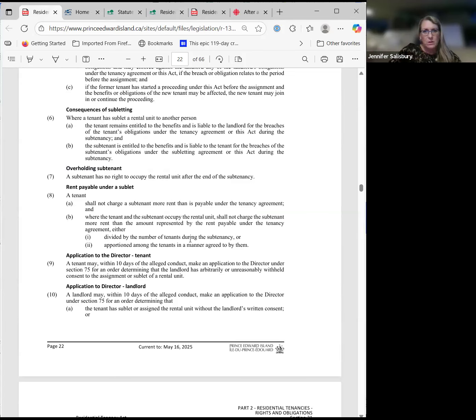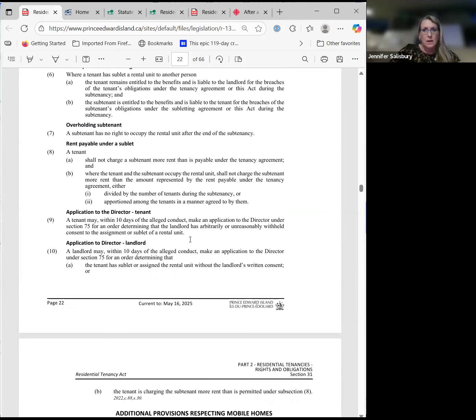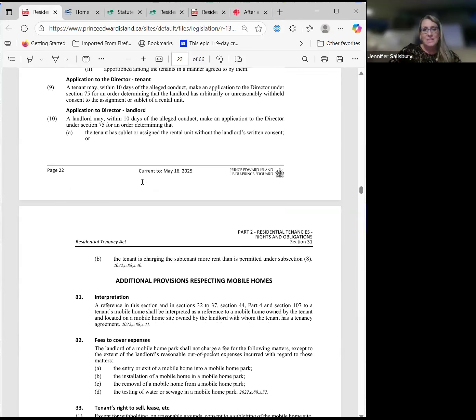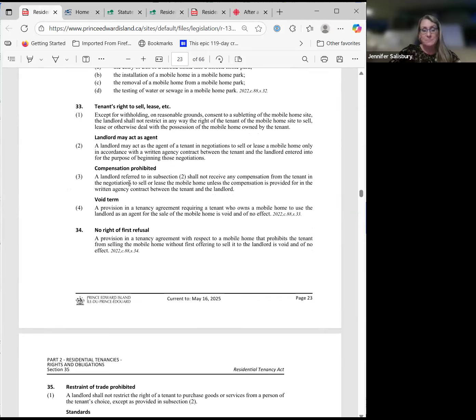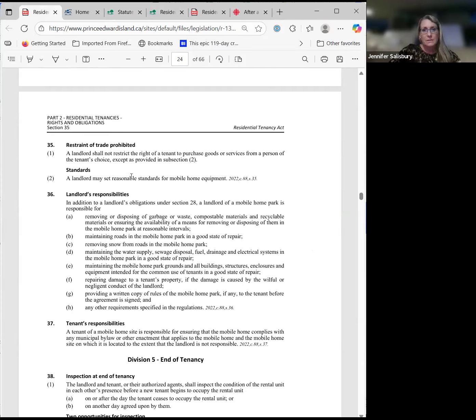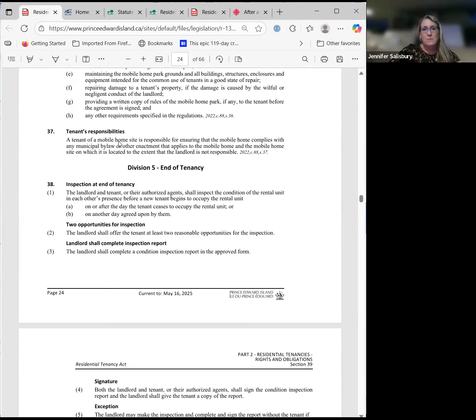Rent payable under a sublet, so somebody else. A tenant shall not charge a subtenant more rent than is payable under the tenancy agreement. Basically, the tenant cannot make money off of the sublet. I bet that does happen though. Okay, so then it talks about additional provisions respecting mobile homes. I'm going to keep going. Landlord's responsibility. Okay, that was all for mobile homes.